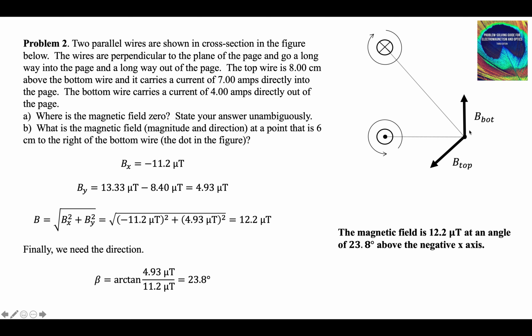It's always a good idea to put the vector in there to see if it makes sense. And there it is. And you can see that it makes sense if you add B top and B bottom by using the head to tail method. You can take B bottom and stick it right here. You'll get that. Or you can take B top and stick it right here and get the net magnetic field right here. That's the answer to problem 2.